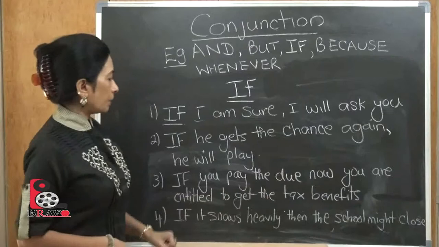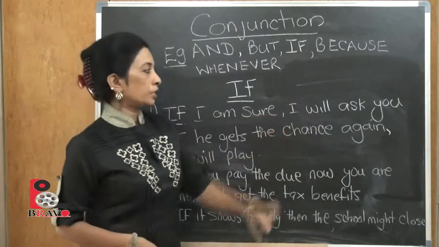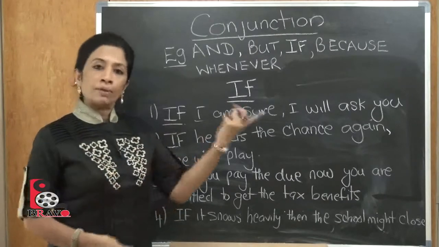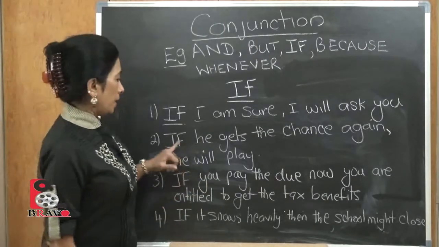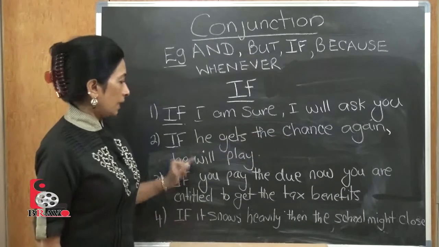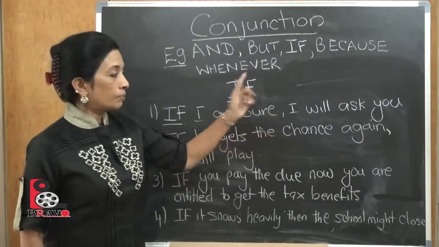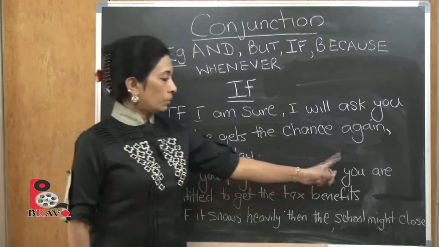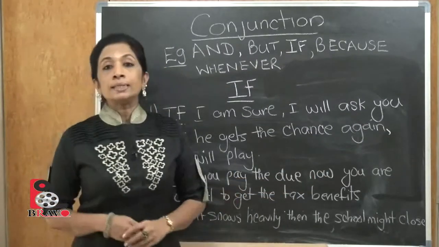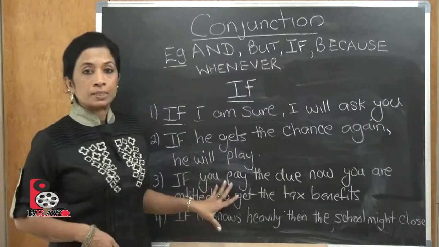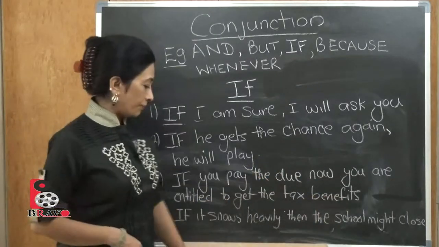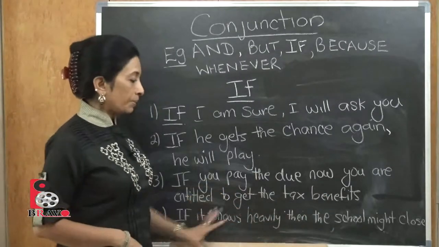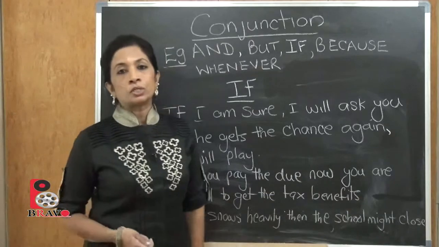So I'll read it one more time. If I am sure, I will ask you. So first of all, I need to be sure. So that's the demand. If I am sure, I will ask you. If I'm not sure, I won't. If he gets the chance again, he will play. So you have to give a chance to him one more time for him to be able to play. If you pay the due now, you are entitled to get the tax benefit. So you pay the due first, then you will get your tax benefit. If it snows heavily, then the school might close. So if the snow happens, the school might have a chance to close.